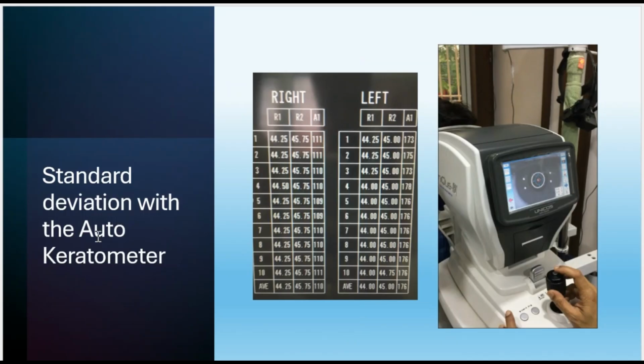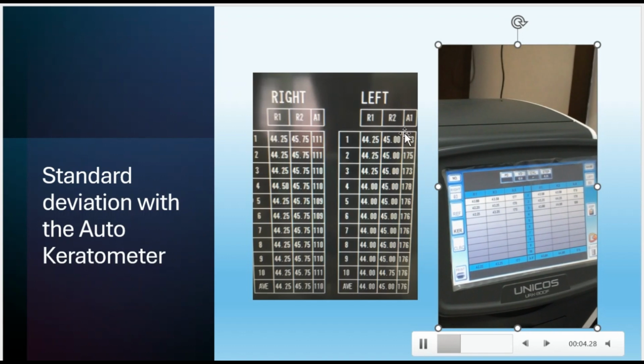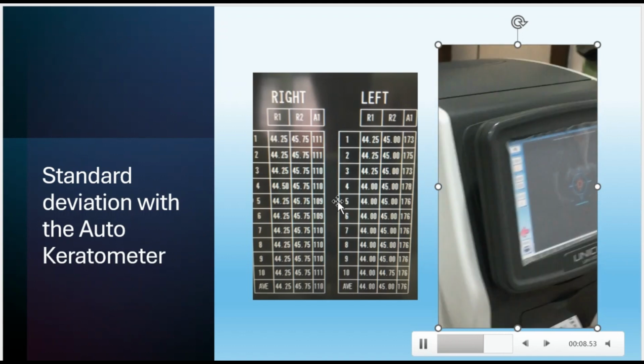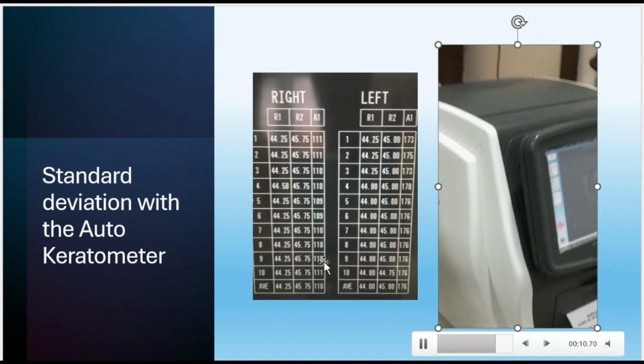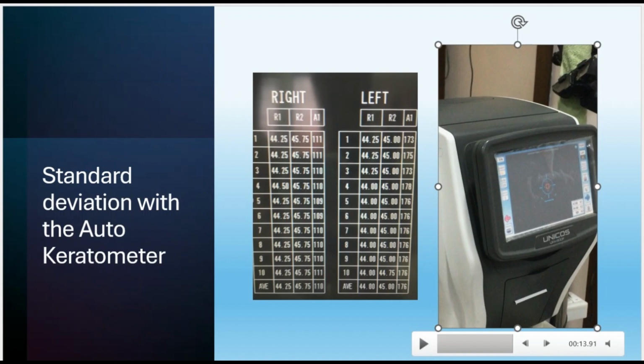If you do not have an optical biometry machine, what you can do is, even with the autokeratometer, in the background it takes 10 readings. If you go into this page, it will show you what the difference is between each of these readings, right? And accordingly, you can take the decision of whether you are going to rely on this data or not.